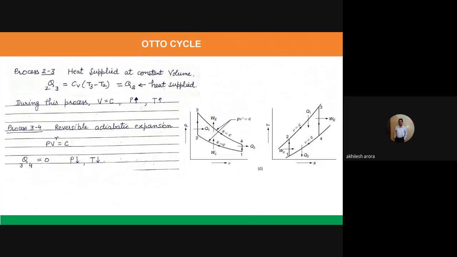So you can see here, this is the process 1 to 2. So it is V1. Here we have the V2. In between we have the Vs here, and this is actually Vc. This much volume is Vc. So from point 2 to point 3, okay, it is a heat supply process at constant volume.